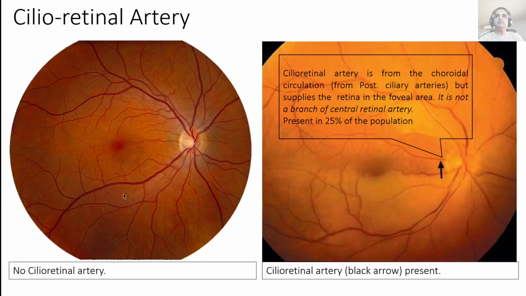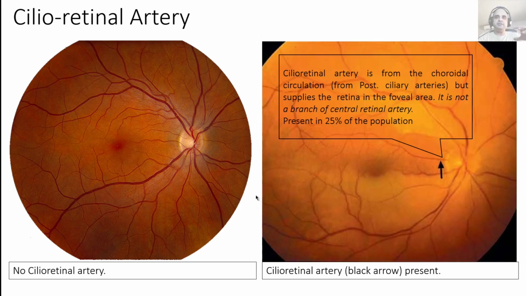So this is a picture on the left of the right eye. This is the right eye because the optic disc is relatively to the right of the fovea. There is no cilio-retinal artery in this picture. The picture on the right, again of the right eye, has a cilio-retinal artery. And as you can see, this artery is not branching off the central retinal artery. It is coming off the edge of the disc. That means it is coming off the choroidal circulation directly and supplying the foveal area of the retina.